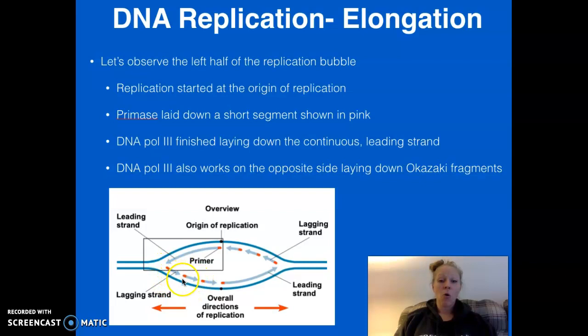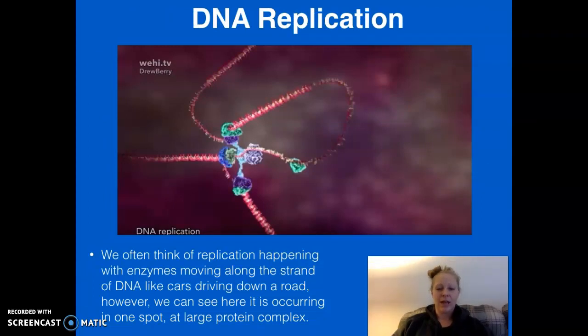And so if we look at the whole replication bubble, DNA polymerase is working in this direction, and there's a second DNA polymerase working in this direction. And so as it lays down this leading strand, it's going to be laying down Okazaki fragments on the other side. Let's look at what this actually looks like.